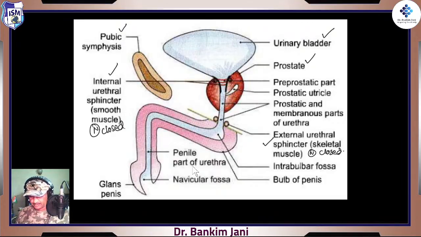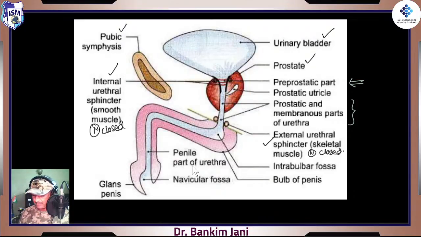Okay, now about this part. Pre-prostatic part, I think we know this thing. Pre-prostatic, it is a small part. Prostatic part, day after tomorrow the prostate would come, at that point we'll discuss it. It is just a prolongation, but right now we'll not talk. The prostatic and the membranous part of urethra, yes.